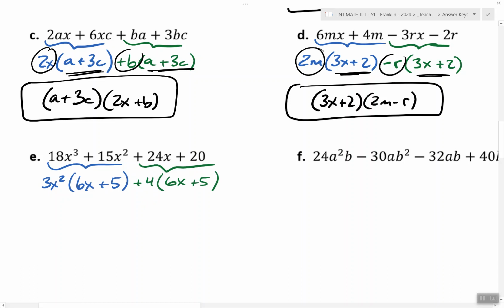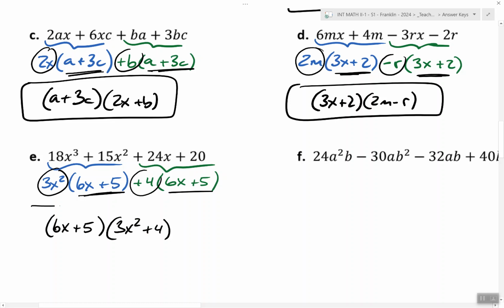Once you get the first one, you can kind of plan out. So we know we had to get 6x plus 5. So 2 wouldn't get us there, right? 4 is what we had to divide by. So it can help to know what you're looking for already. So 6x plus 5 is the first one. And then 3x squared plus 4 is what's next.